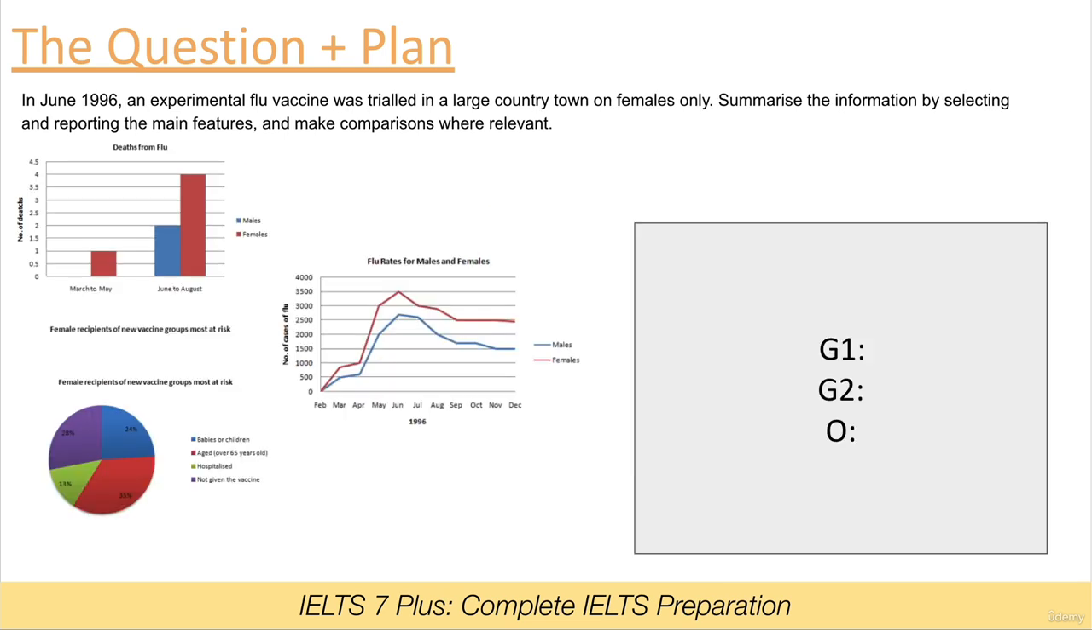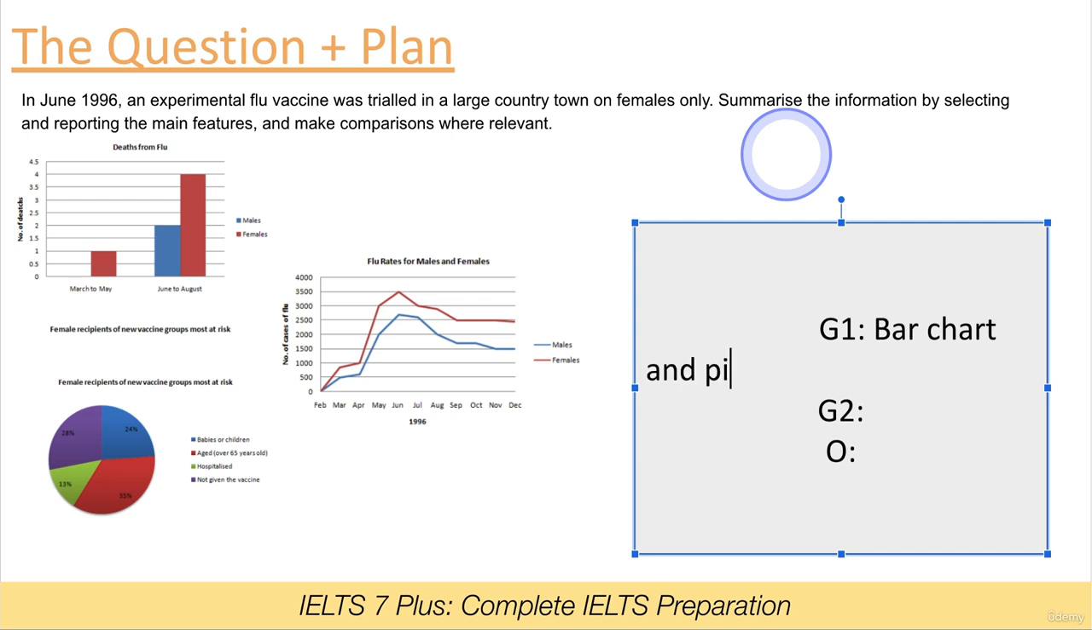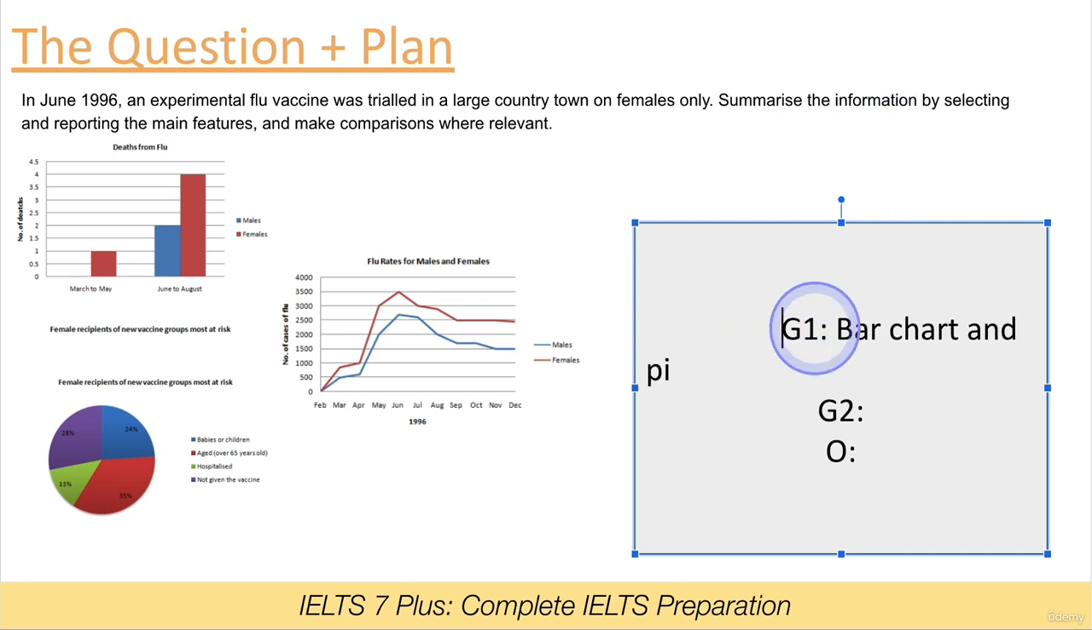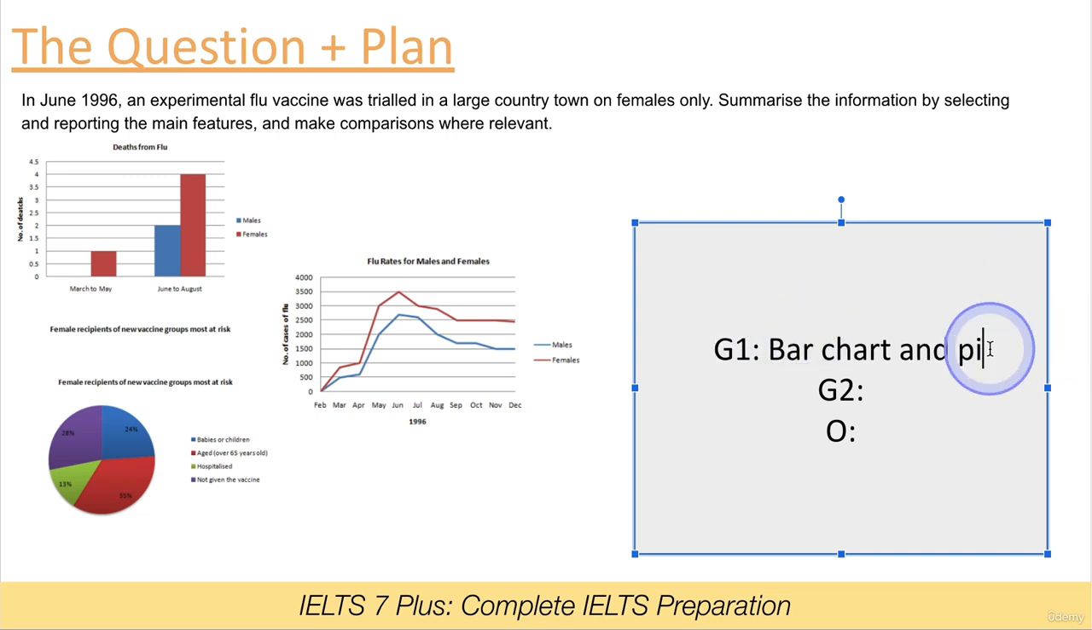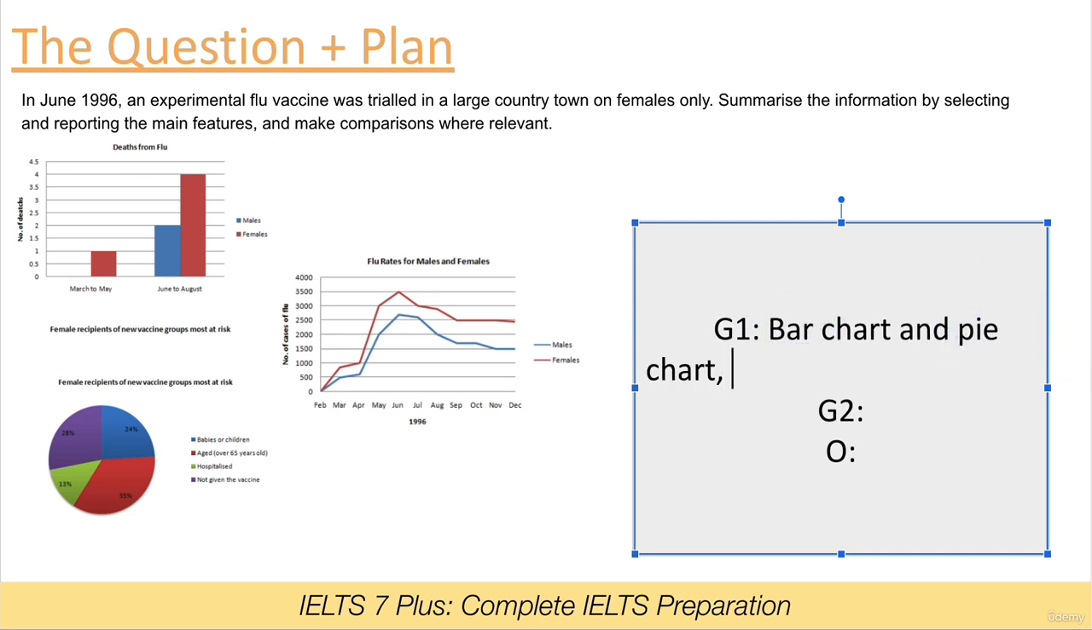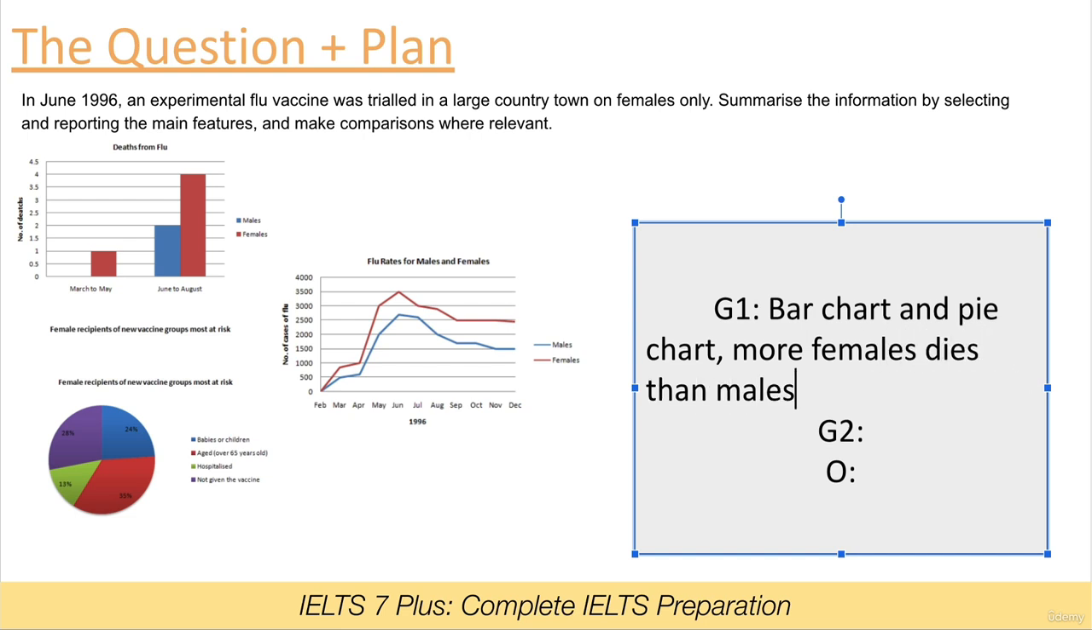Okay then, now that we've thought about this, we can make some notes on our plan. Really important step. So I'm just going to note what we were just talking about. We'll do this to the left maybe. Group 1, bar chart and pie chart. The general theme of both: more females died than males, and we'll bring in some statistics from the pie chart about the different groups within the female category who received the vaccine.